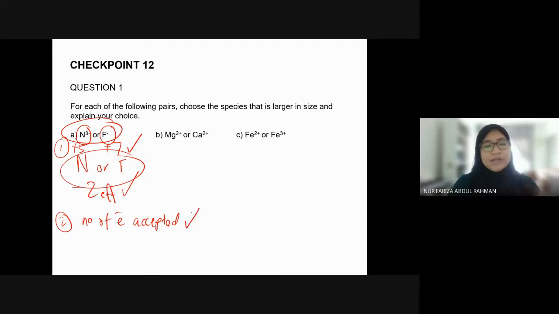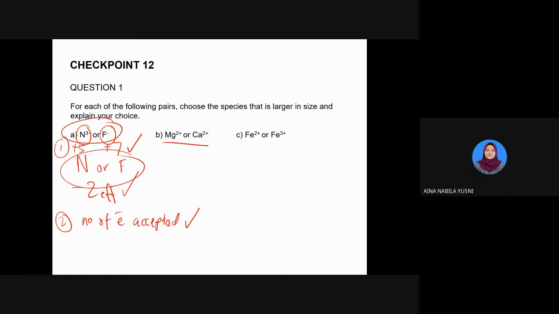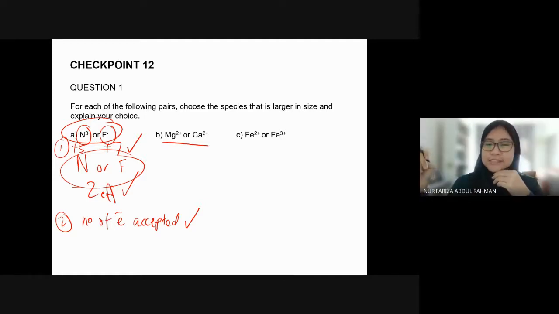If it involves ions, please highlight the number of electrons accepted or removed. You have to highlight that, right? Okay, so magnesium 2+ or calcium 2+. What do we need to mention here, guys? Anyone? Shielding effect. Why shielding effect? Same group. Yes, because they come from the same group.